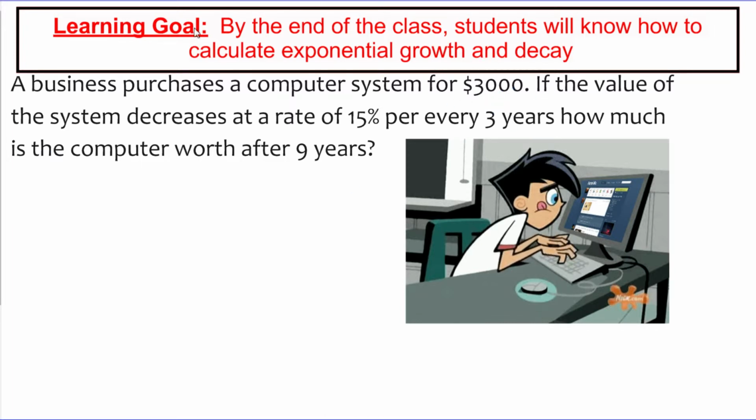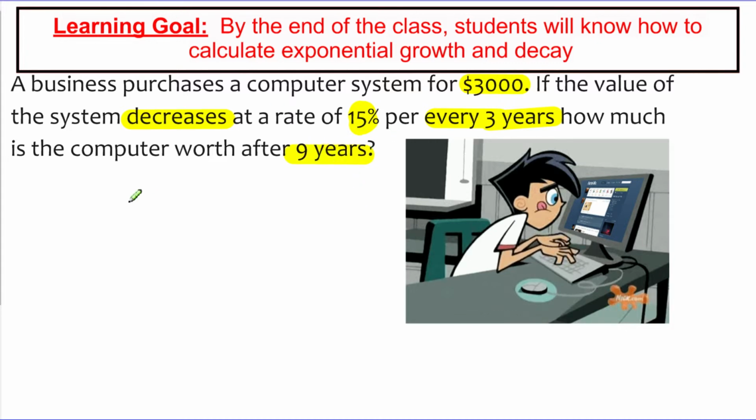So they're saying that this computer system that we bought for $3,000. Again, let's highlight our key information. $3,000 is our starting value. I care about the word decrease here because that's going to tell me to use the minus version. 15%, and it says every 3 years. This is actually a slight difference. So 15% per every 3 years, and they want to know its value after 9 years.